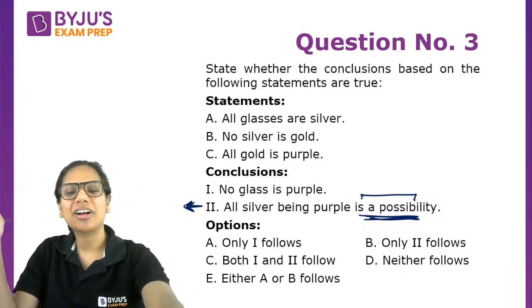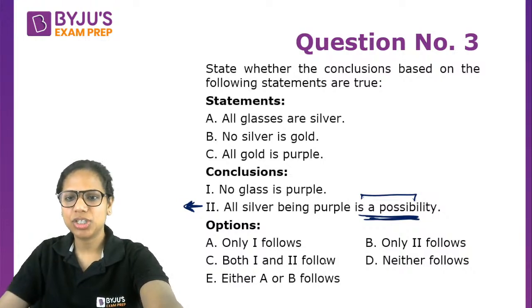Let me see what you mark here. Okay. D, okay, neither follows. Then some of you say B. All right. So D I've got, B also I've got. Okay. Let's see.